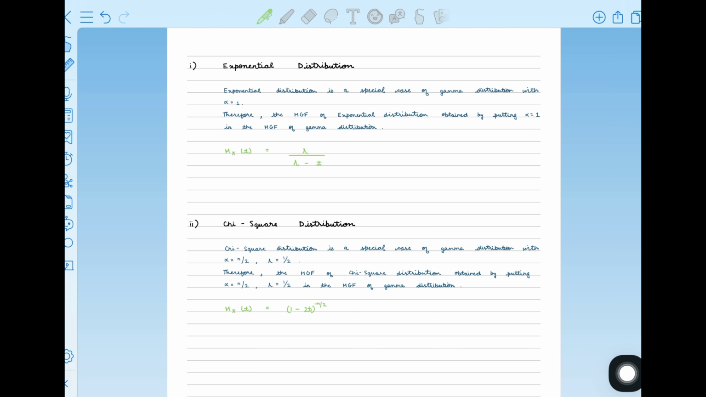Next, we have the chi-square distribution. This is the second special case of the gamma distribution with alpha equal to n by 2 and lambda equal to 1 upon 2. Therefore, the MGF of the chi-square distribution is obtained by putting alpha equal to n by 2 and lambda equal to 1 upon 2 in the MGF of the gamma distribution. These are the final MGFs obtained for the exponential and for the chi-square distribution respectively.